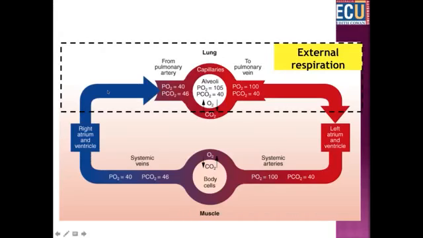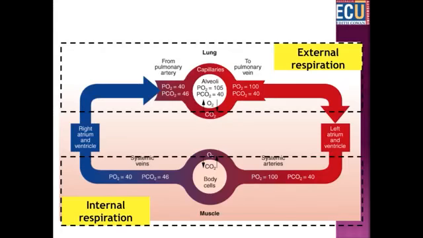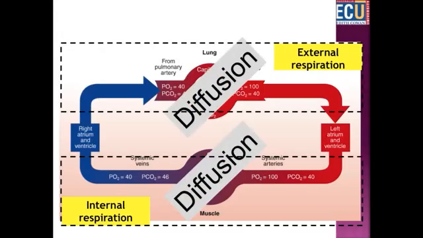We call this phase external respiration. Remember, when we're inhaling and expiring, that's the gases from the external environment into the blood. When it goes into our tissues, we call that internal respiration. So that's the exchange of oxygen and carbon dioxide into and out of the body cells themselves. And this is all powered by the process of diffusion.